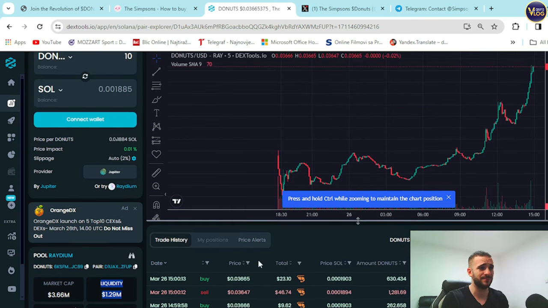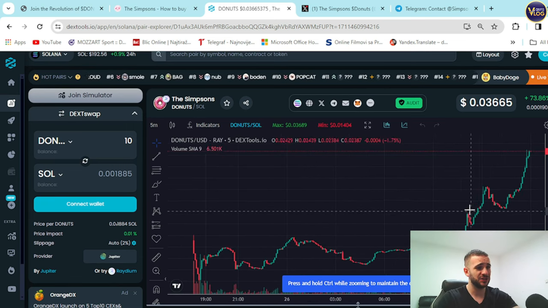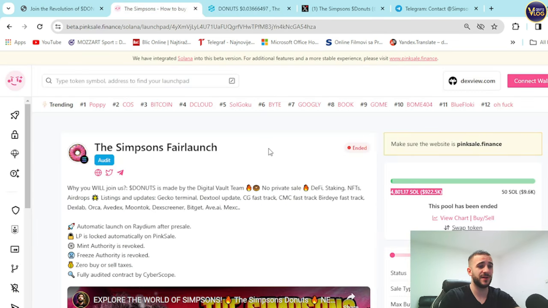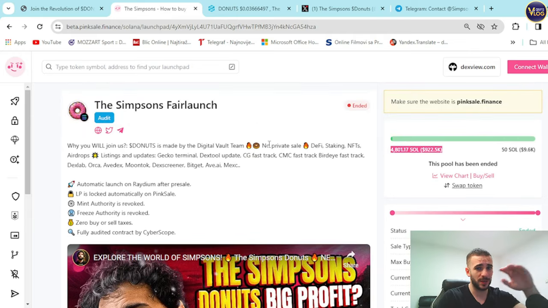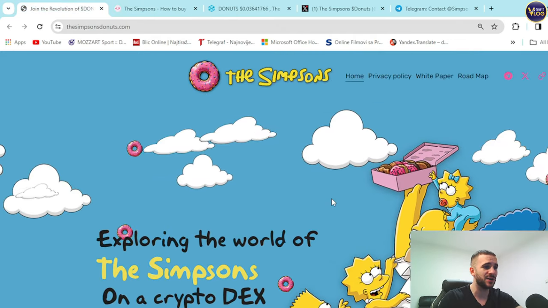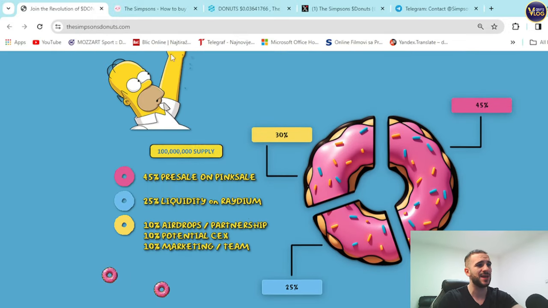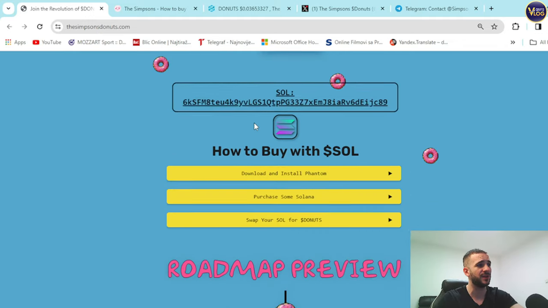Do your own analysis. I don't know which analysis you want to do, guys, because right here you can see the chart. The chart is beautiful. You can see the pre-sale results, the fair launch results. I don't even want to talk about it. And in general, they have an experienced team behind them. They have clear goals for the future. Right here you can check out official partners and Tokenomics. Everything is transparent and beautiful on their website.